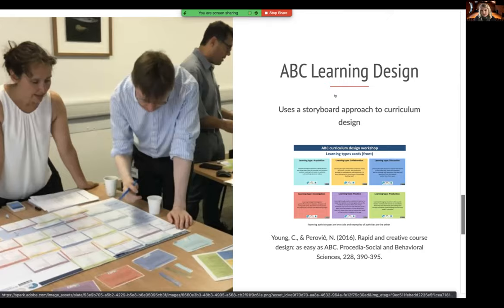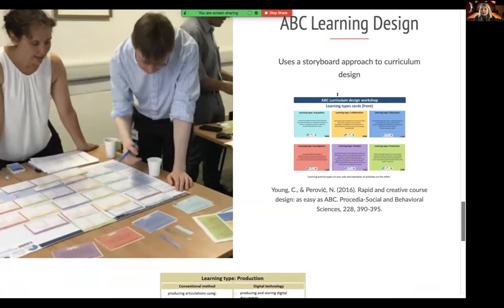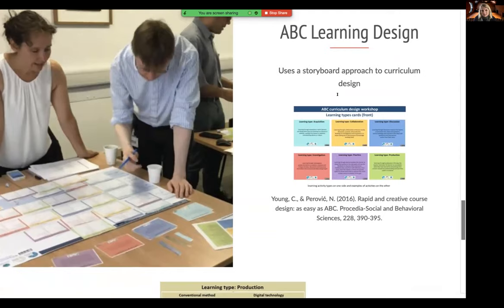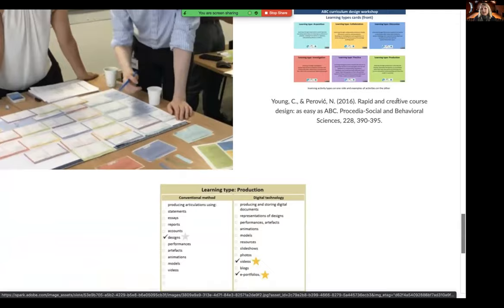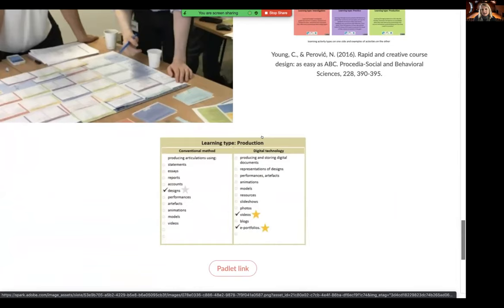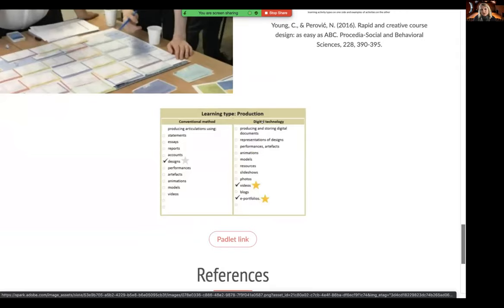So just to give you an idea of that, I thought we might do another Padlet exercise. I've never used Padlet before either, so I'm going to give it a go. But I've made a Padlet with each of the different learning types across the top in a column. And I thought if we can go into there, click on the link that's down below, you'll see a little example here of a close-up of one of these cards. So for the learning type production, there are conventional methods and digital technology methods. And I think we can put them both in the Padlet.